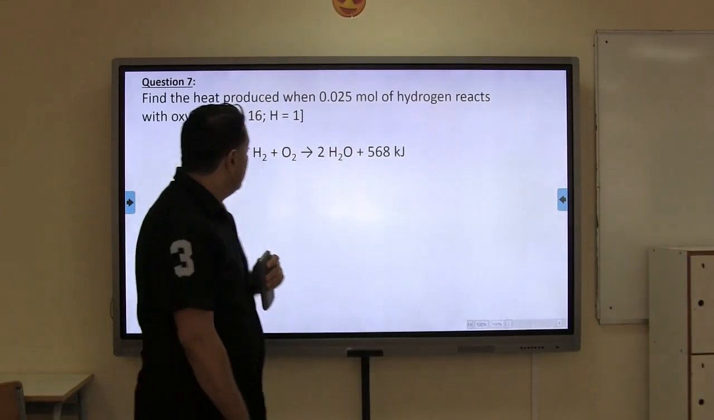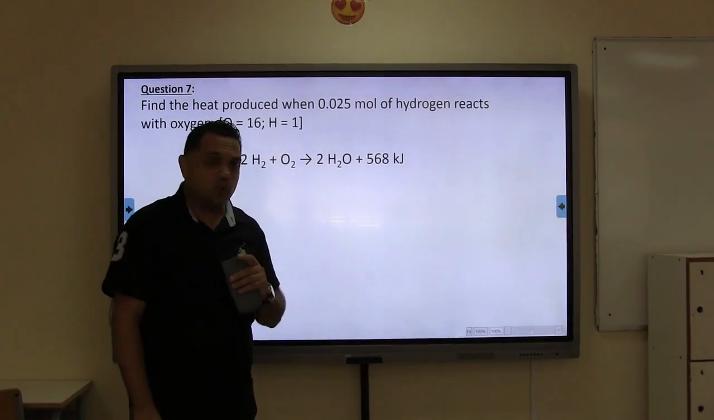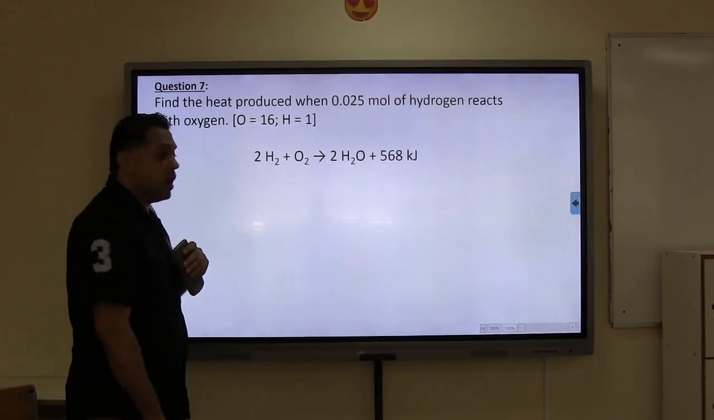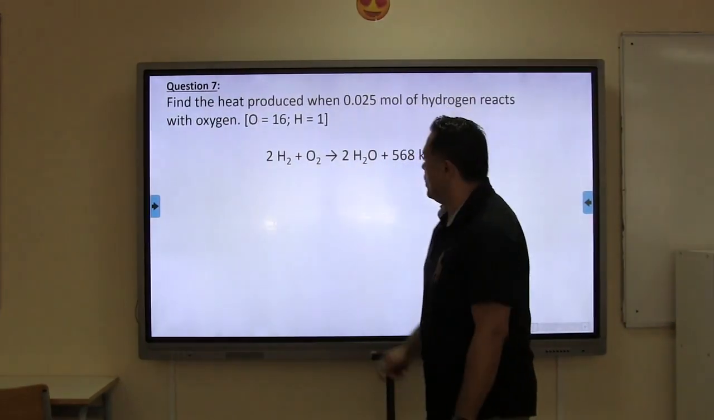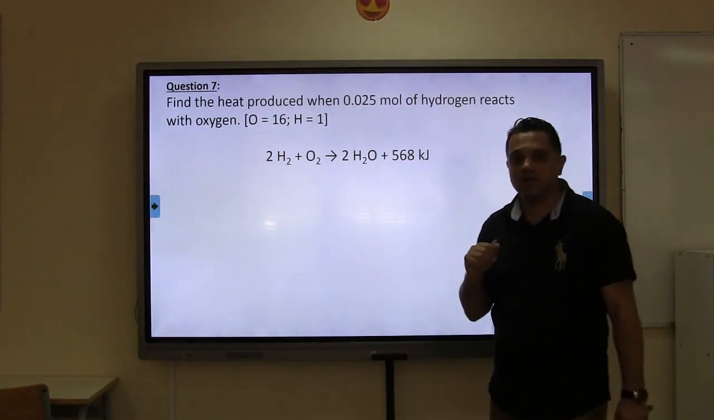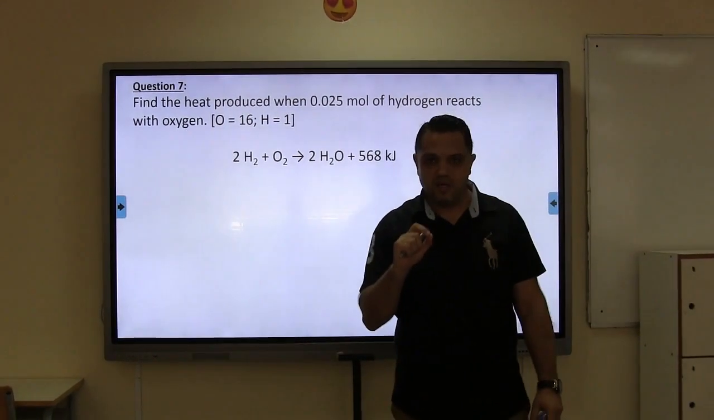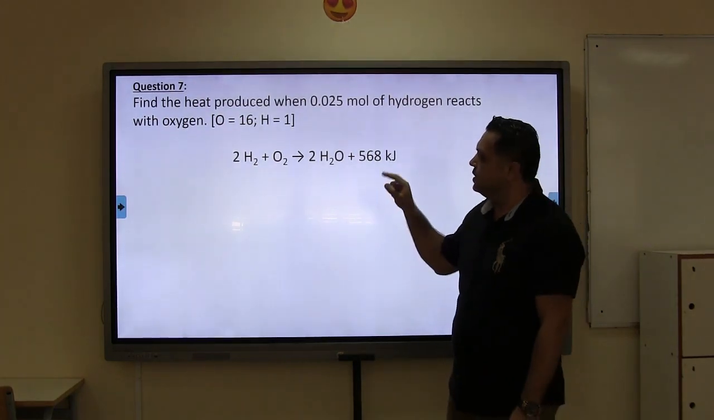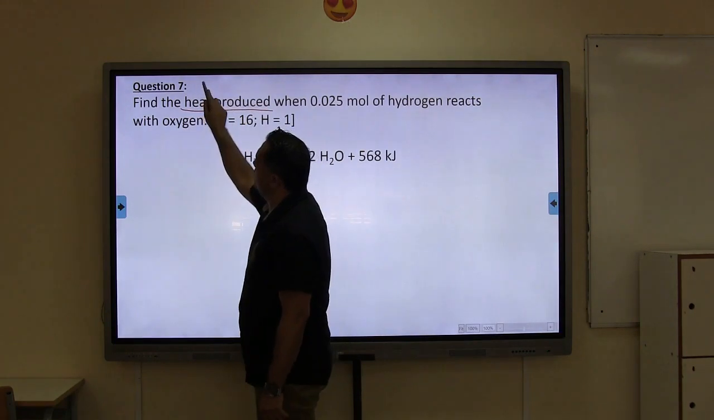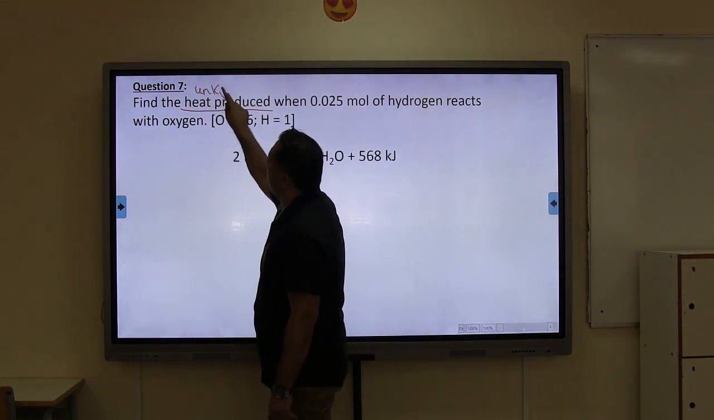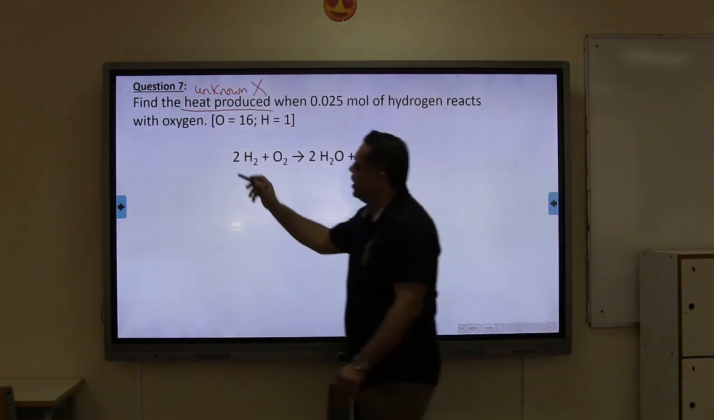In question number 7, find the heat produced when 0.025 moles of hydrogen reacts with oxygen. Again here, we have heat. We need to look at whether heat is present in the reaction or not, and we need to select the species that will be involved in the reaction. Find the heat produced. So first, find the heat produced. This will be my unknown. So the unknown here is x kilojoules of the heat. I'm dealing with the heat.